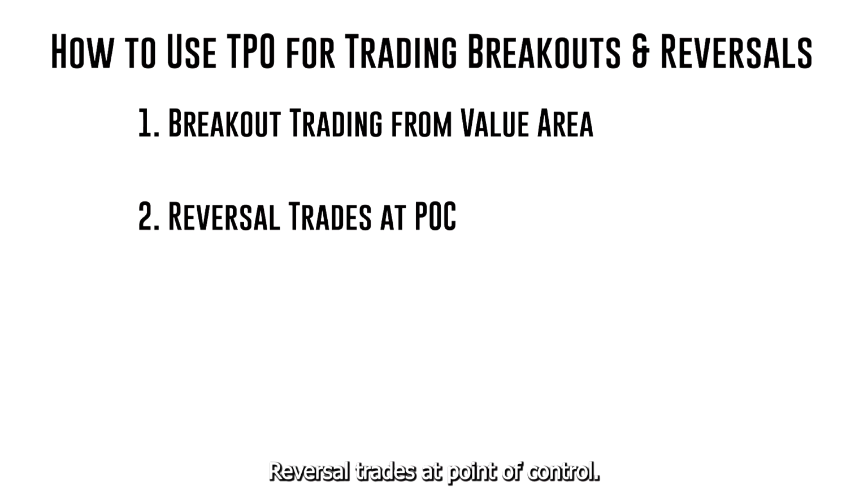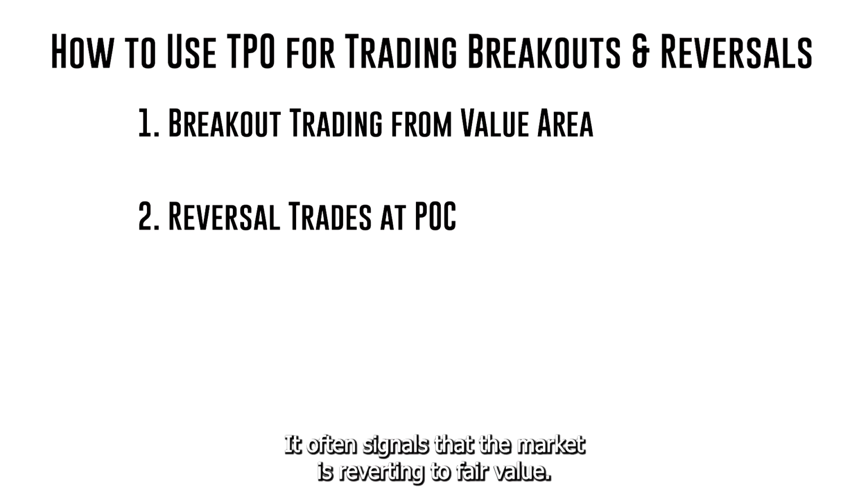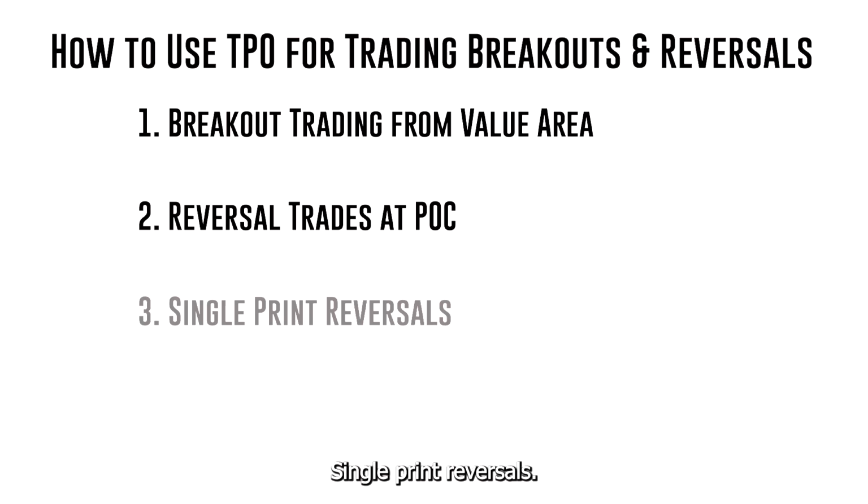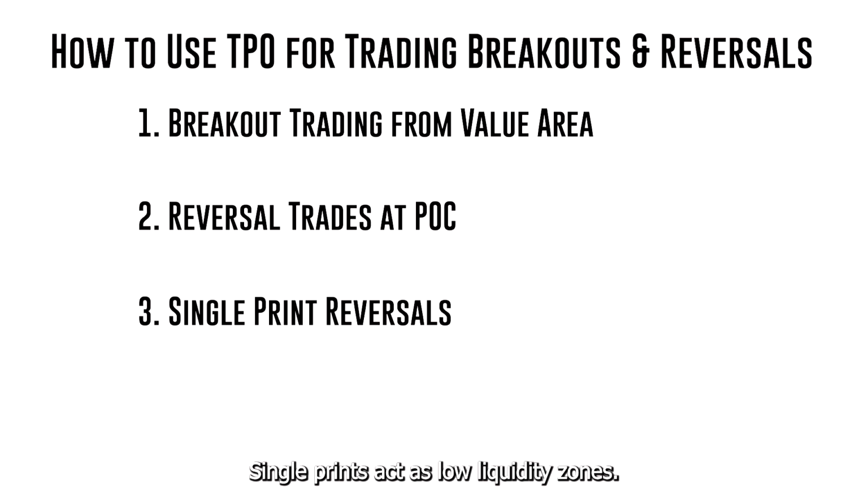Reversal trades at point of control. If price returns to the point of control after a breakout and stalls, it often signals that the market is reverting to fair value. Entry tip, look for absorption at the point of control to fade the move. Confirmation, use cumulative delta to see if buyers or sellers are getting trapped. Single print reversals. Single prints act as low liquidity zones, where price moved quickly. When price returns to these levels, it often reacts sharply. Entry tip, watch for rejection at single prints for reversal setups. Confirmation, monitor volume and delta to confirm order flow at these levels.